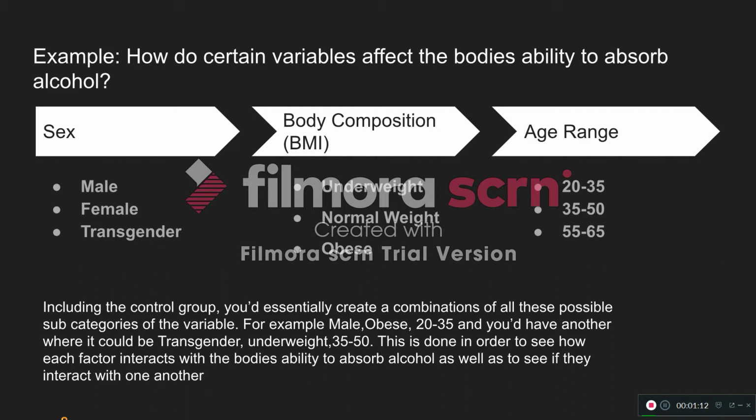Now, each of these independent variables can be split off into different levels. Sex is male, female, or transgender. Body composition can be underweight, normal, obese. Finally, age can also be split up into different age ranges, including 20 to 35, 35 to 50, 50 to 65, and so on. Also, keep in mind, you'd want various treatment groups that consider every possible combination of these levels.